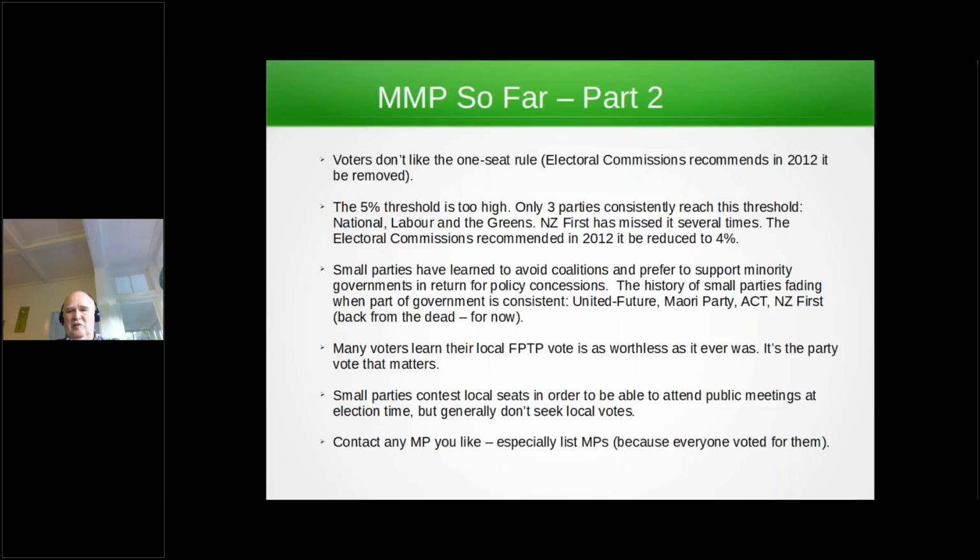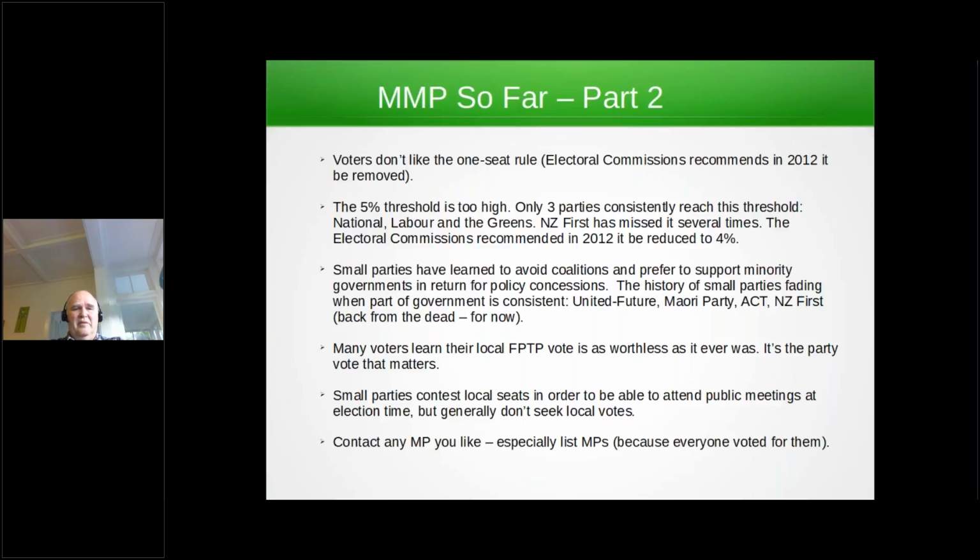So there's a list of parties who have faded or almost disappeared. United Future was the one that at one point had 9 MPs. Now they're not even a registered party anymore. The Maori Party had 7 MPs, and now they have none. ACT has 1. They used to have 9, I think, at one point. And New Zealand First is back from the dead for now.